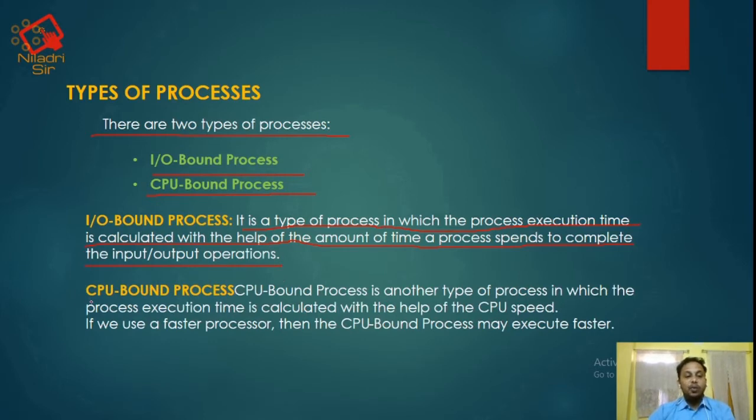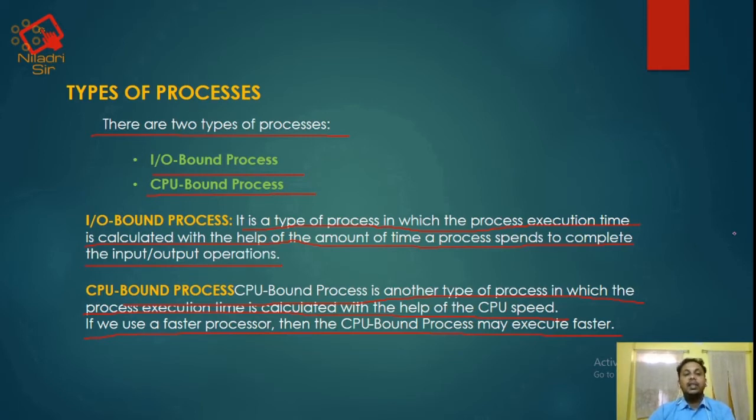Next comes the CPU bound process. A CPU bound process is another type of process in which the process execution time is calculated with the help of CPU speed. If we use a faster processor, then the CPU bound process may execute faster. In case of a CPU bound process, it totally depends on the CPU speed.